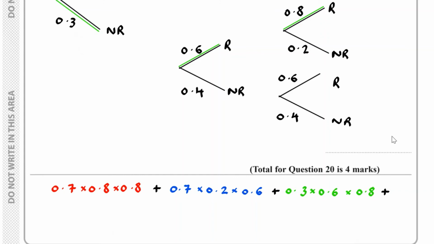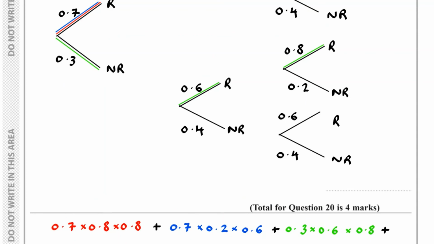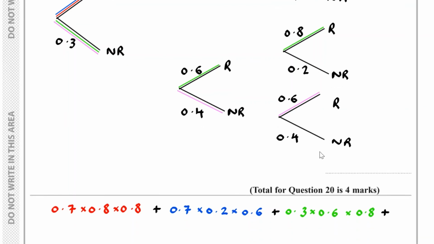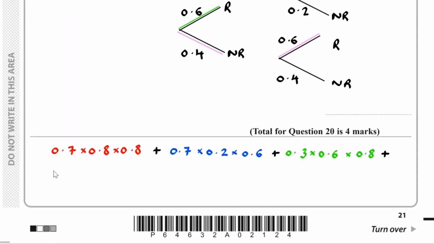And then for it to rain on Wednesday, well, I could have it not raining on Monday, not raining on Tuesday, but then raining on Wednesday. So I could have as well 0.3 times 0.4 times 0.6. So this is the probability I need to work out.